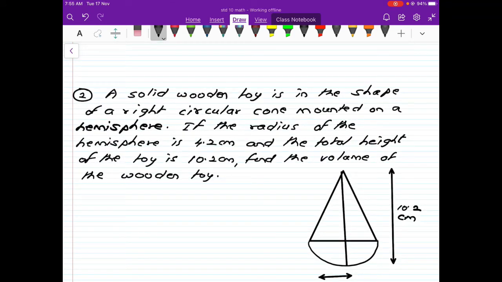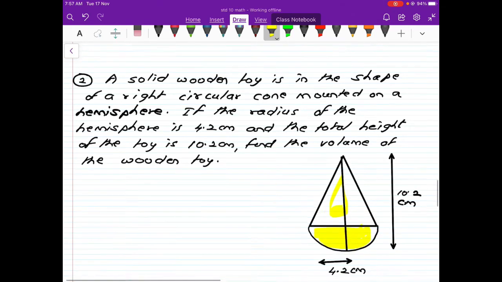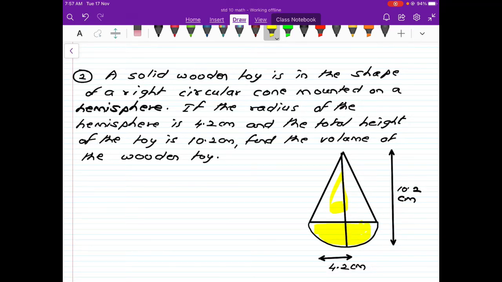We come to another combination of solids. Just see this sum. A solid wooden toy is in the shape of a right circular cone. Now this is the conical part mounted on a hemisphere. So this is the hemisphere. If the radius of the hemisphere is 4.2 and the total height of the toy is 10.2, we have to find the volume of the wooden toy. So for this, the total height is 10.2.